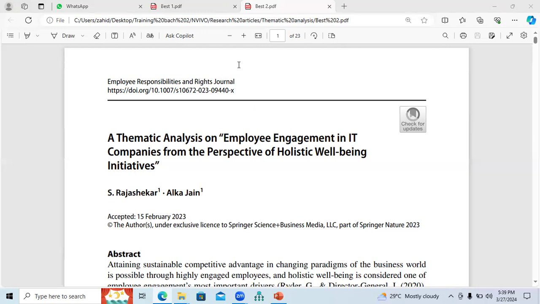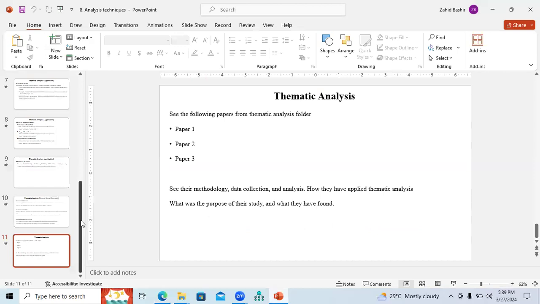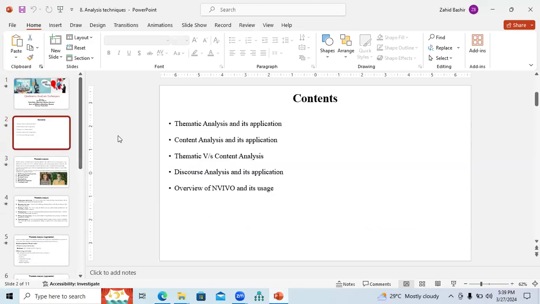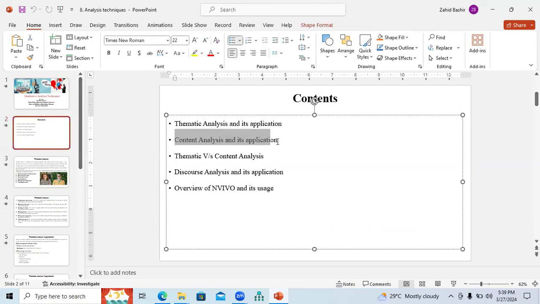So let's conclude this session. I will share this paper with the participants and they will study it. And tomorrow I will discuss content analysis and its application in the same way that I have discussed thematic analysis. I will also share some papers with the application of content analysis.